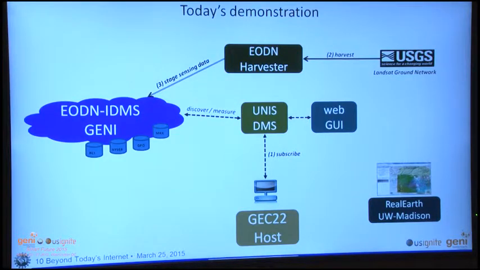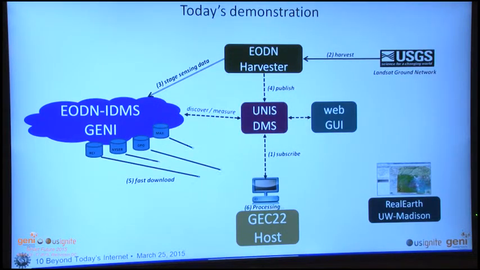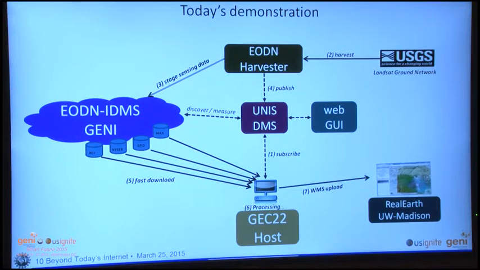Now that we have our scene data staged where we'd like it, we actually have the harvester send a publish message to our information service, which generates an event to our client that allows us to initiate the fast download from the local storage resources. At that point, the local host here can do processing and transform the raw satellite imagery into a format that's useful for the RealEarth application. So we upload that data to the RealEarth service running at University of Wisconsin. And now what we'll do is bring up some web interfaces to show you how the typical workflow looks in terms of reporting the download progress and showing some usage.